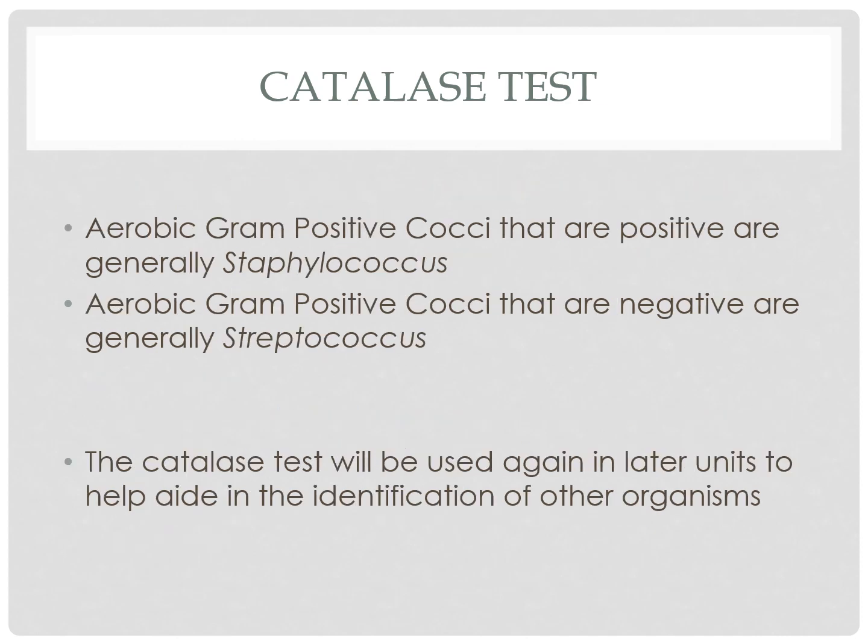Anytime you're dealing with a gram-positive cocci that's catalase positive, it's probably going to be a Staphylococcus. Anytime you're dealing with an aerobic gram-positive cocci that are negative for catalase, you're probably dealing with the Streptococcus.